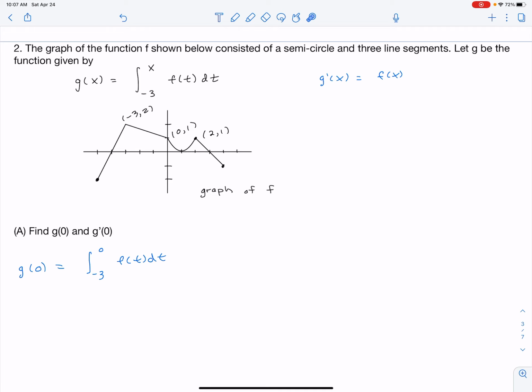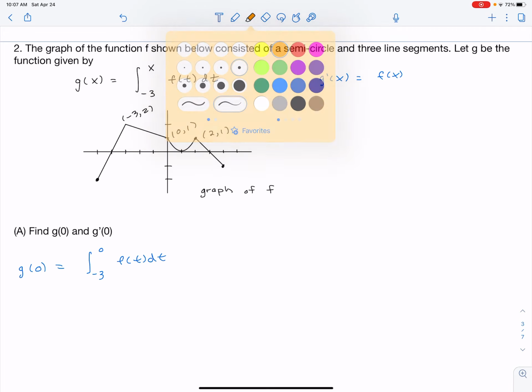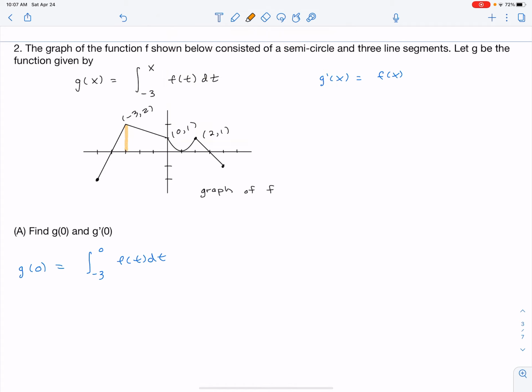So let's see where -3 is. I'm going to highlight this in a light orange. We are looking at this section right here, and it's asking us to find the displacement, or the area underneath the curve, from -3 to 0. So this is a geometry problem from here on out. You have to find the area of that orange trapezoid. Since the orange trapezoid is above the x-axis, it's going to be positive. I'm going to use the area of a trapezoid.